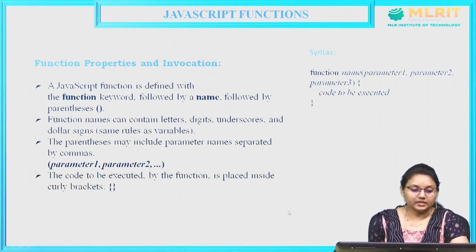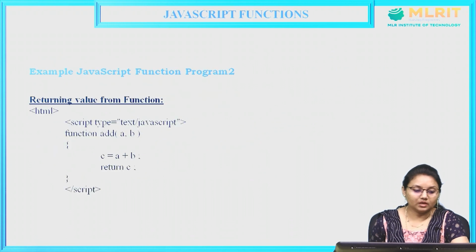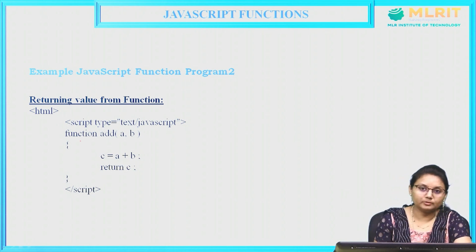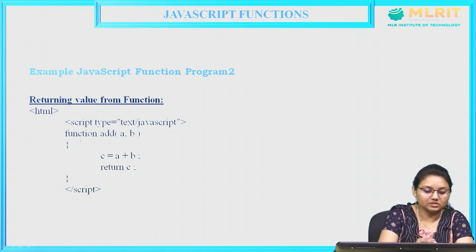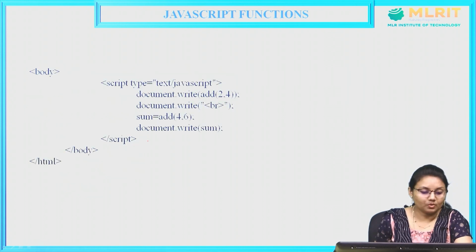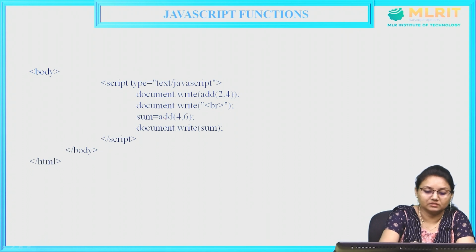Okay. Next is how to invoke a function using return values. So here, return value from the function. In the previous program we have not passed any parameters, but here we are passing the two parameters a comma b. c is equal to a plus b, logic, return c. So we are just passing the parameters here. What happens when you are calling your function? Here document.write add, we are passing 2 comma 4. Then sum also we are adding, calling the function again with 4 comma 6.